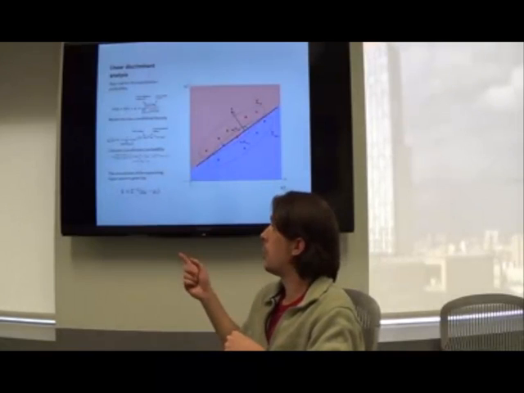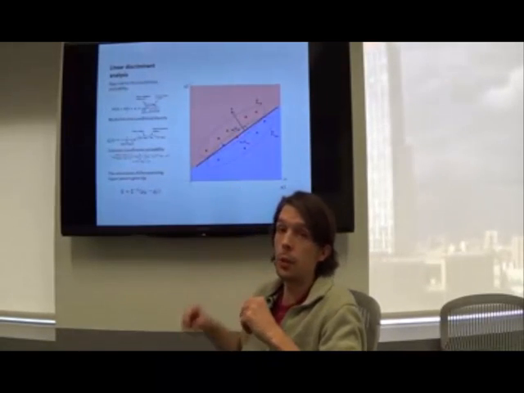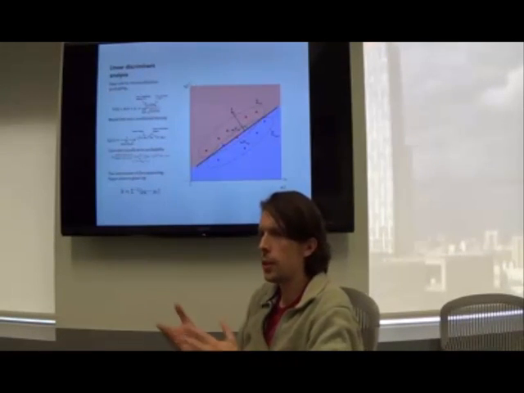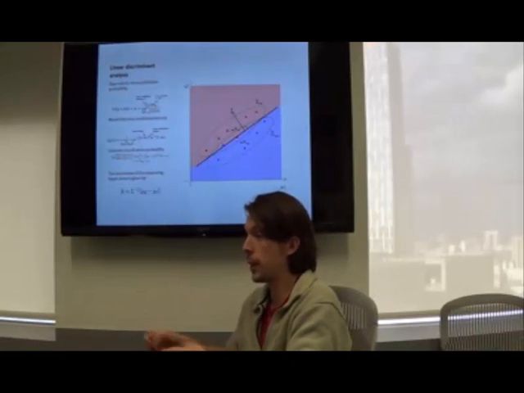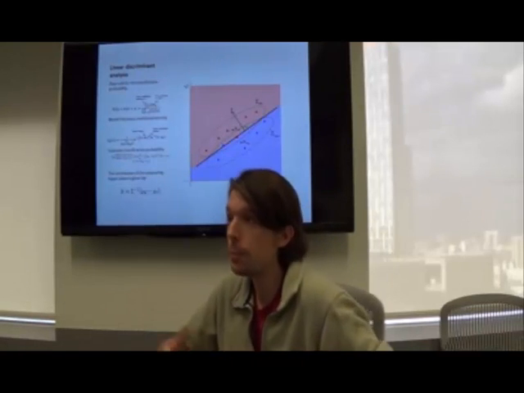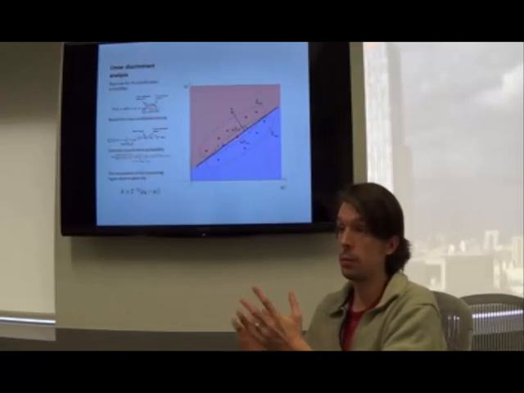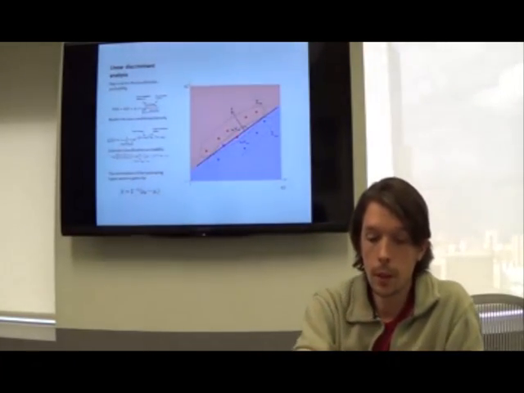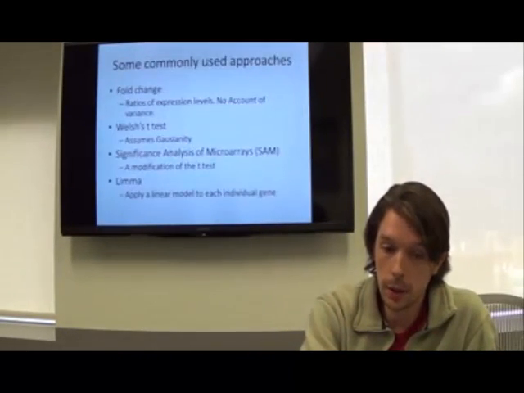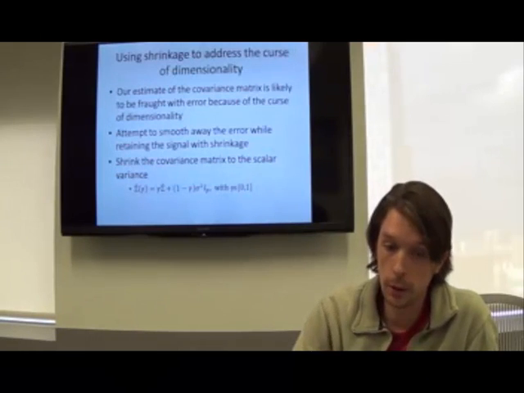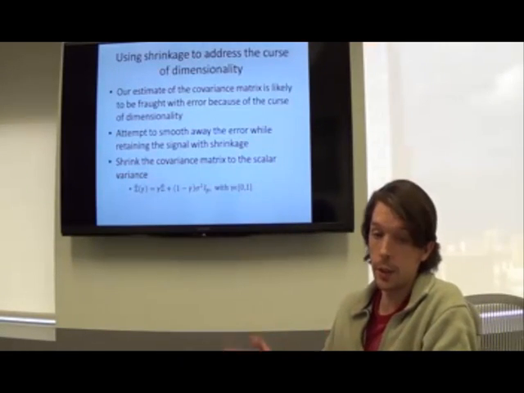We're estimating a lot of covariances from just relatively few samples. So this is a statistical issue. We're estimating a lot of things from a few things. So we expect to have lots of errors, uncertainty. So this is how the curse of dimensionality manifests in this problem.